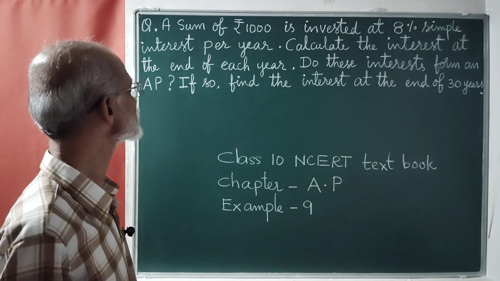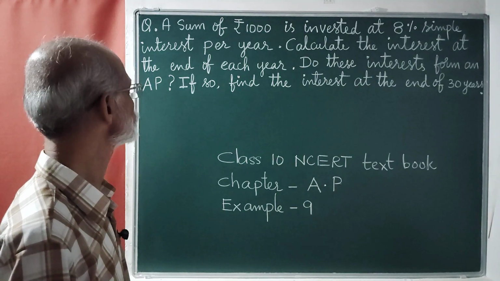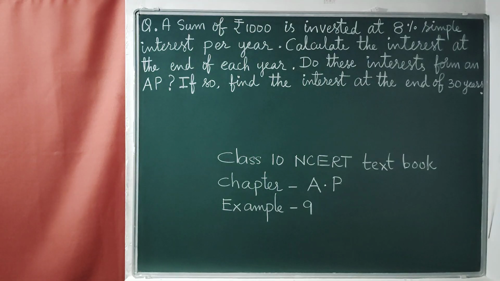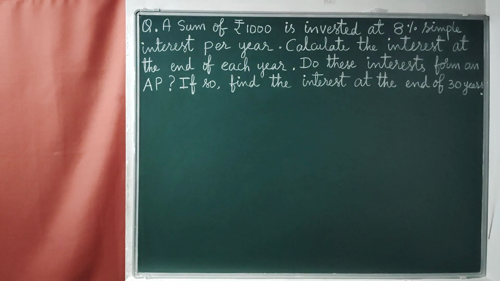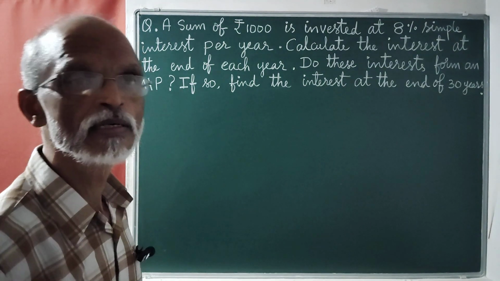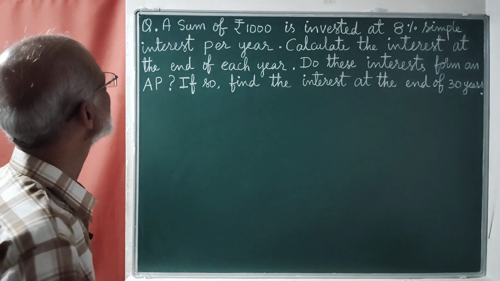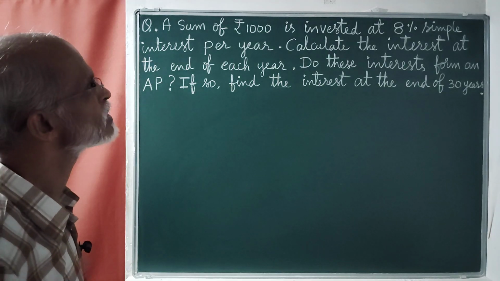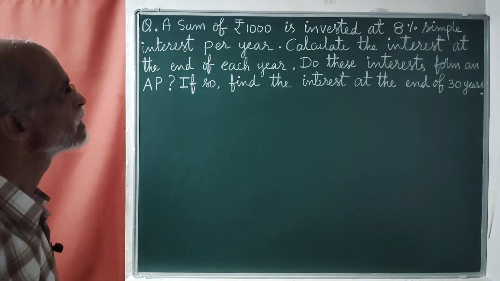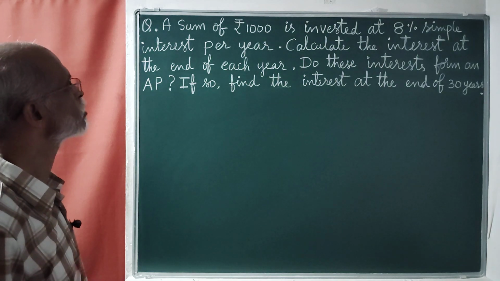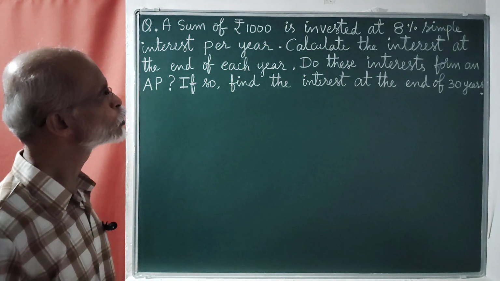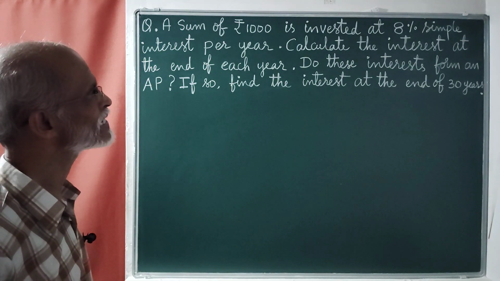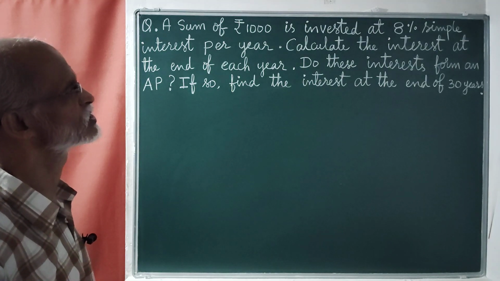In this class, we'll solve sums from class 10 NCERT textbook, chapter AP, example number 9. The sum says, a sum of rupees 1000 is invested at 8% simple interest per year. Calculate the interest at the end of each year. Do these interests form an AP? If so, find the interest at the end of 30 years.